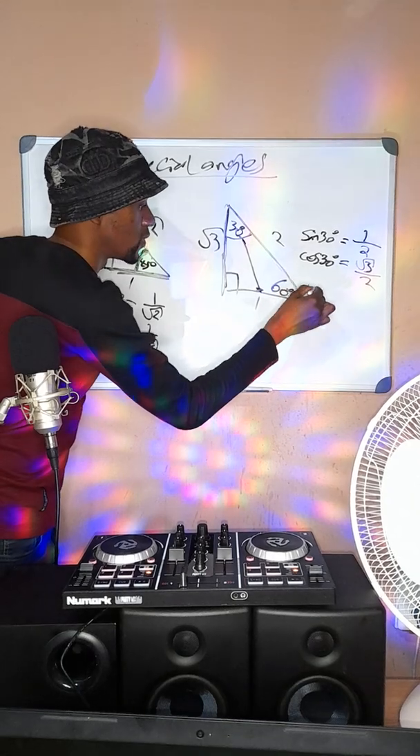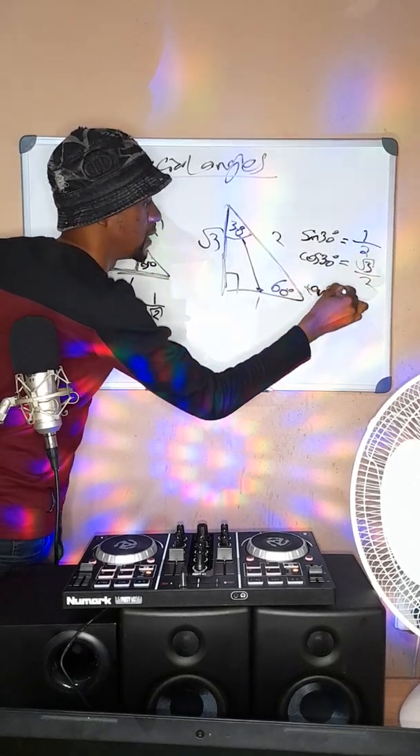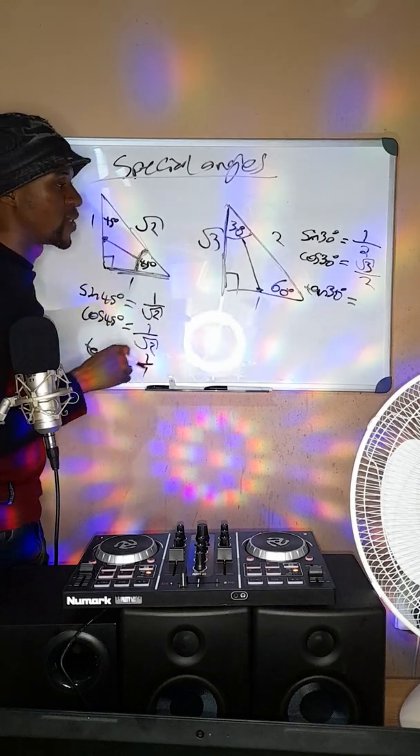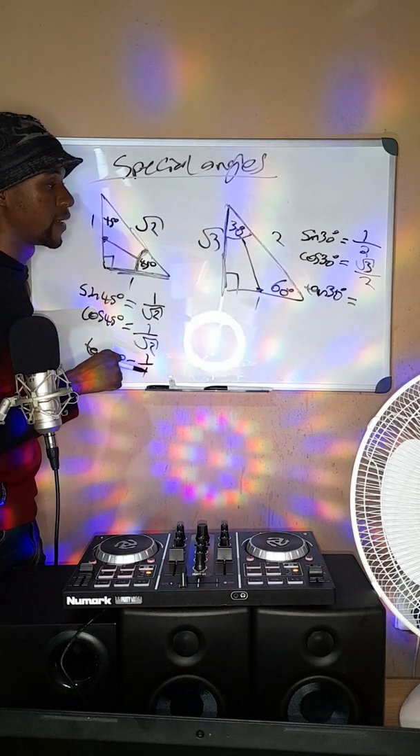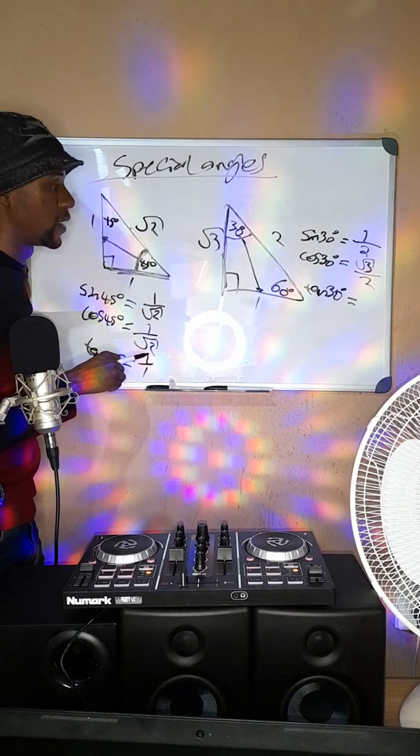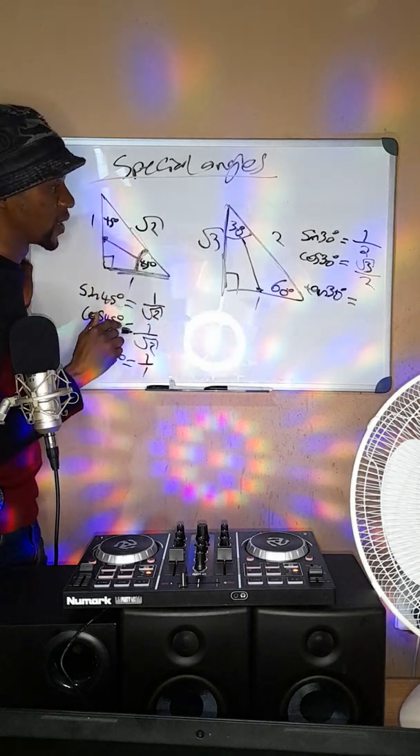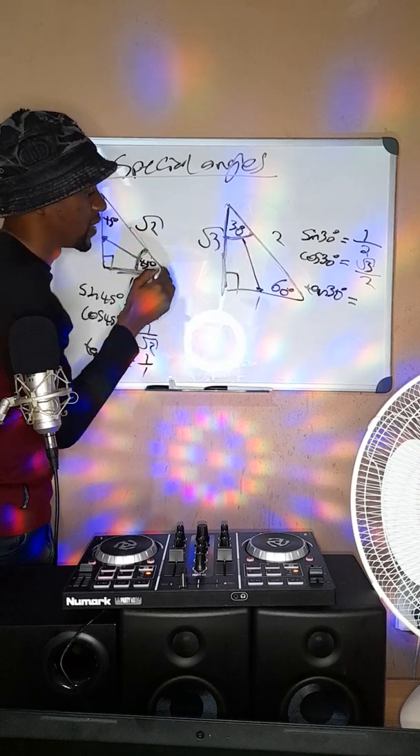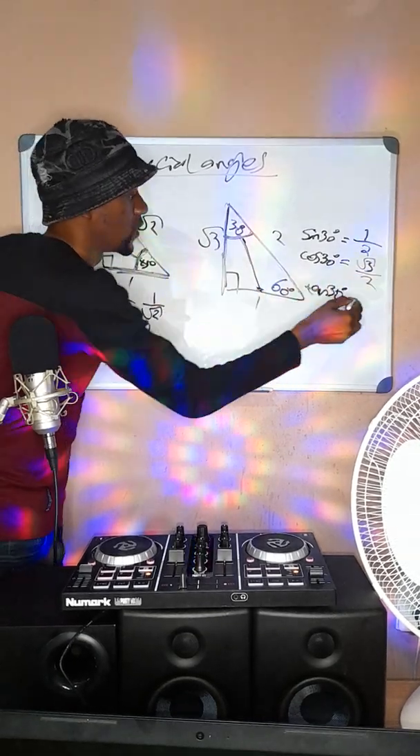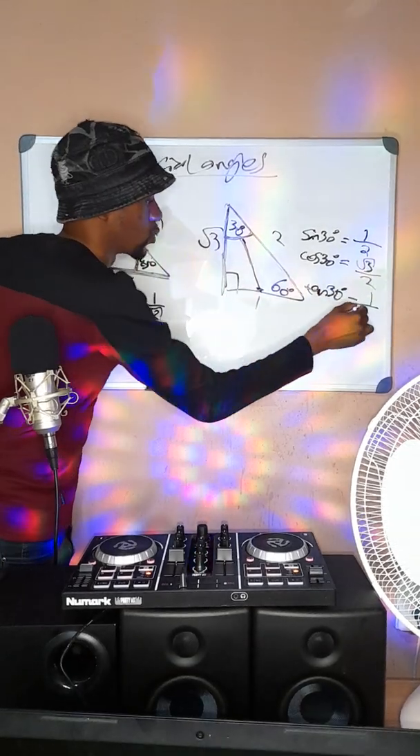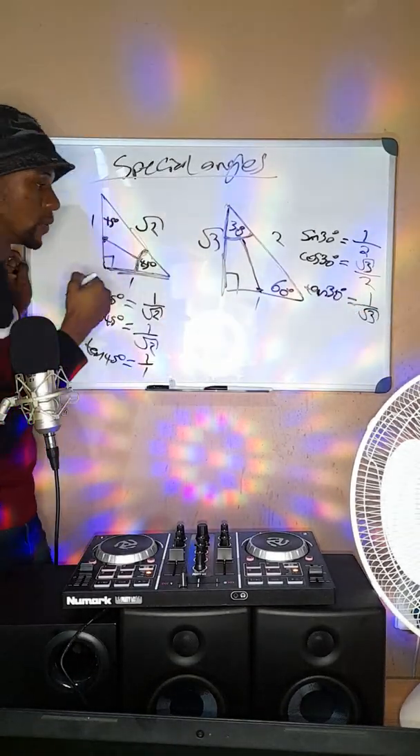Then here you must have the tan of 30 degrees. By definition, the tangent of an acute angle is the opposite over the adjacent, okay? Then this is our 30 there. Then the opposite is 1. Then the adjacent, you're going to have it as the square root of 3 there, okay?